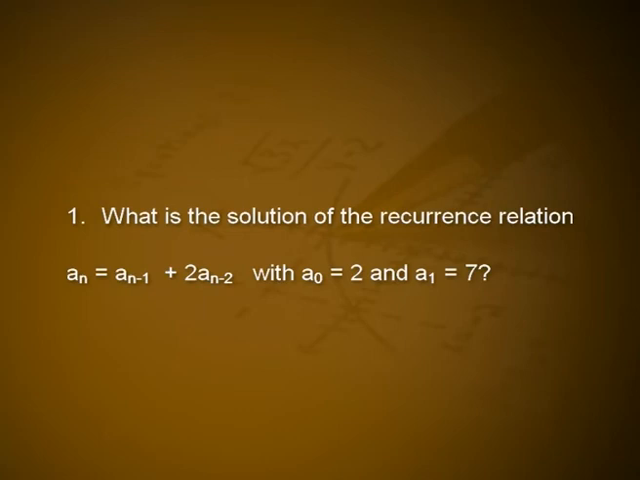Example 10. What is the solution of the recurrence relation An is equal to An minus 1 plus 2 into An minus 2, with A0 equal to 2 and A1 equal to 7? Solution. The characteristic equation of the recurrence relation is R square minus R minus 2 is equal to 0. Its roots are R equal to 2 and R equal to minus 1.